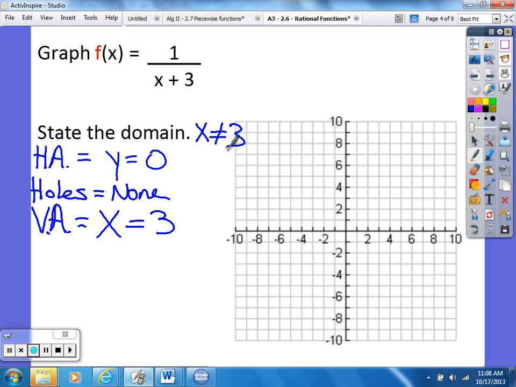So the vertical asymptote is a line that the graph gets really close to, but never touches. Meaning it can never physically touch negative 3. Oh, negative 3. Okay. Good call. That's okay. That's all right. But it gets really close to negative 3, but never actually touches it. And that's why we say it's not equal to negative 3 there.